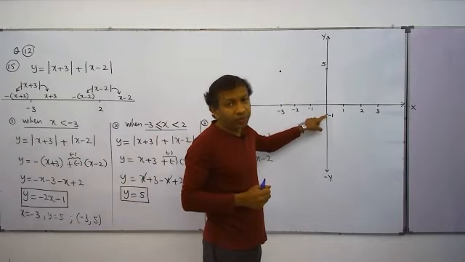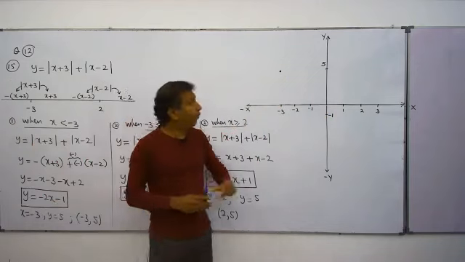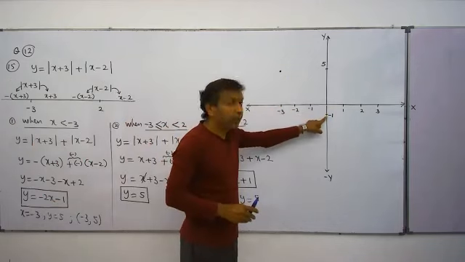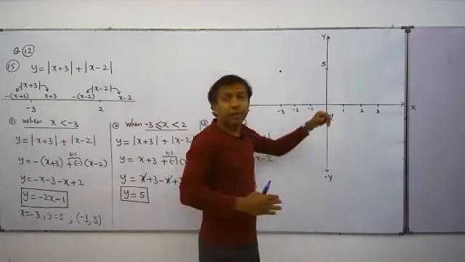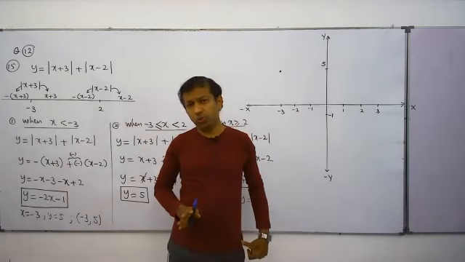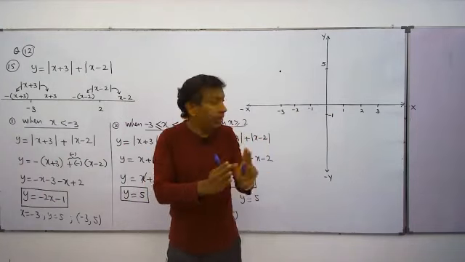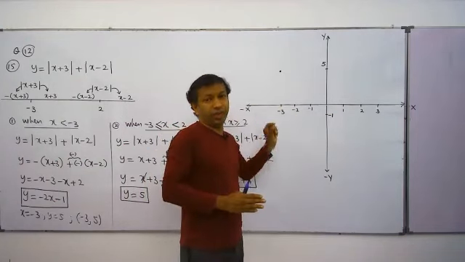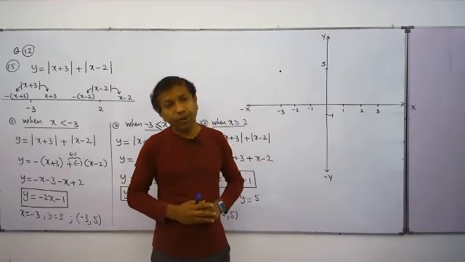Now what we do, people? If we need to draw this whole line, we have to join this point and this point, and produce this line to both ends. But do we need that line? No. Then what we need? Of that line, only the portion that is on the left of minus 3. That only we need. Understood? So therefore, how to show this one?